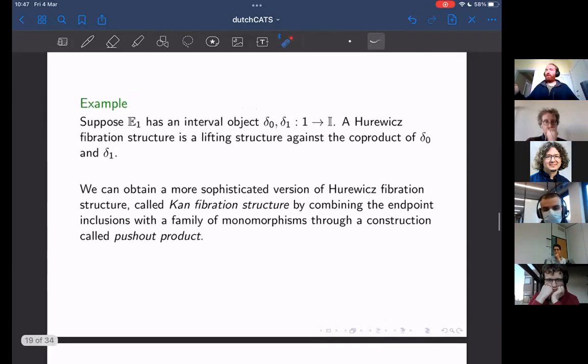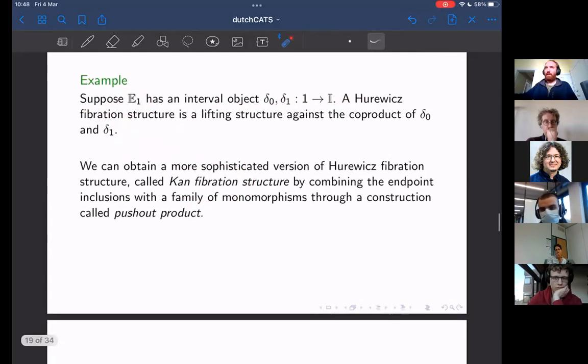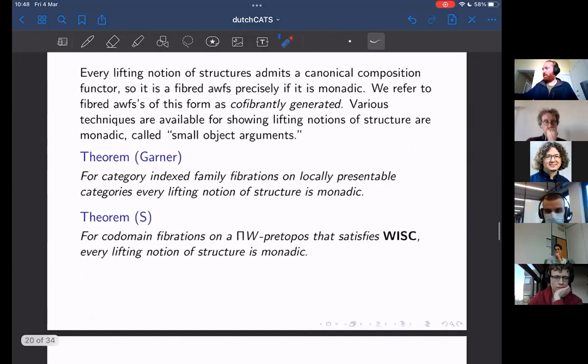A typical example is where we have an interval object in our terminal fiber. Then we have a special name for the fibration structure, which is Hurewicz fibration structure. There's also a more sophisticated version of this, called Kan fibration structure, but I'm not going to define that today.